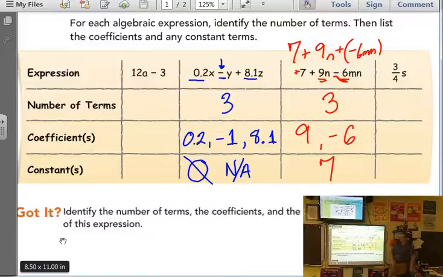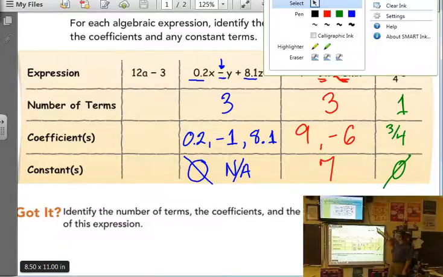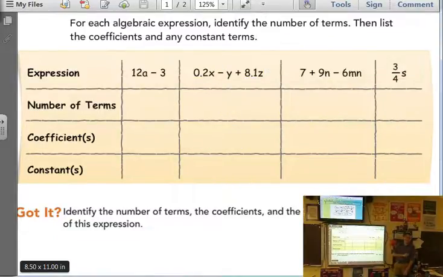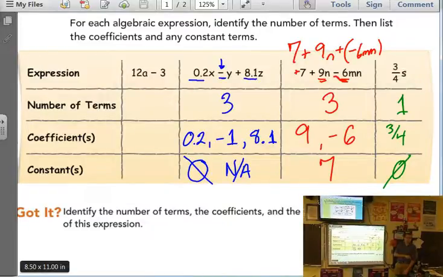Bella, how many terms do I have? 1. What's my coefficient? 3/4. And there are no constants. Any questions, comments, concerns? Andrew? Wouldn't 3/4 just be 3 divided by 4, so there would be 2 number of terms?